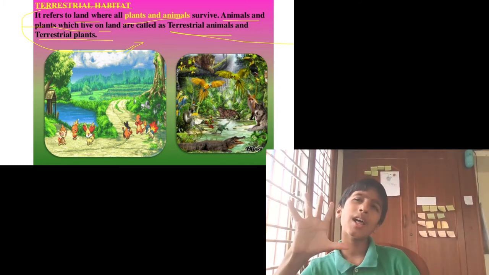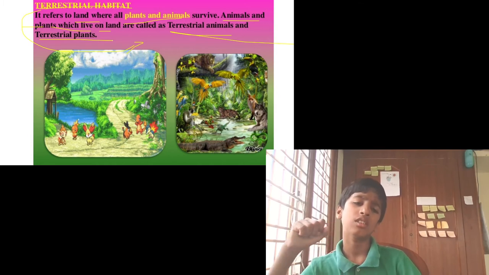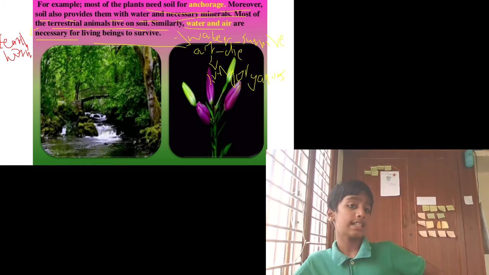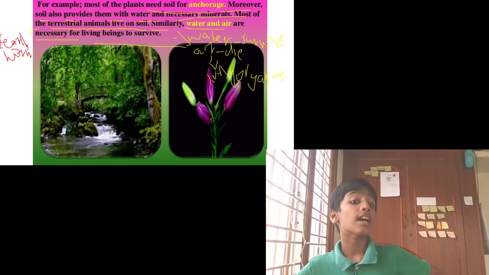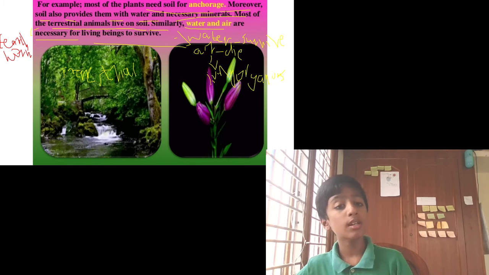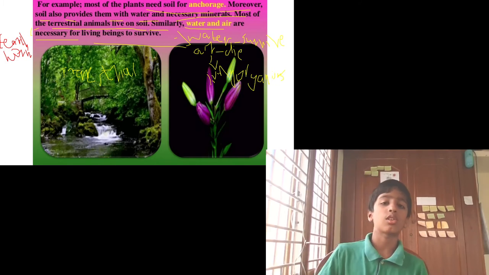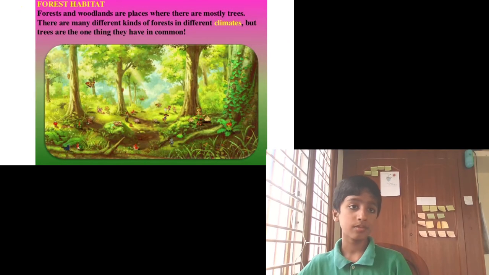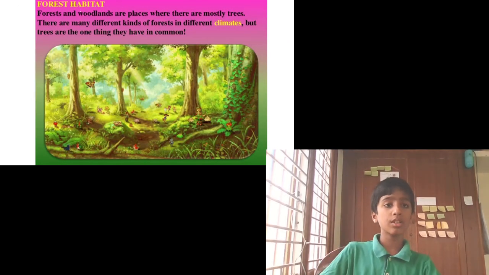What are the plants living on the land known as? Terrestrial. What are the animals living on the land known as? They are terrestrial animals. So you should add terrestrial: terrestrial plants, terrestrial animals. Now comes the forest habitat.